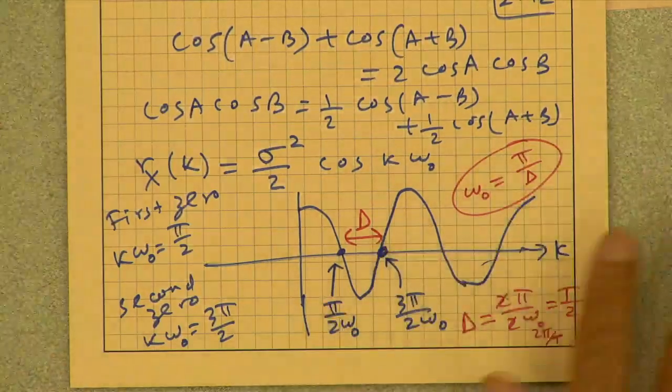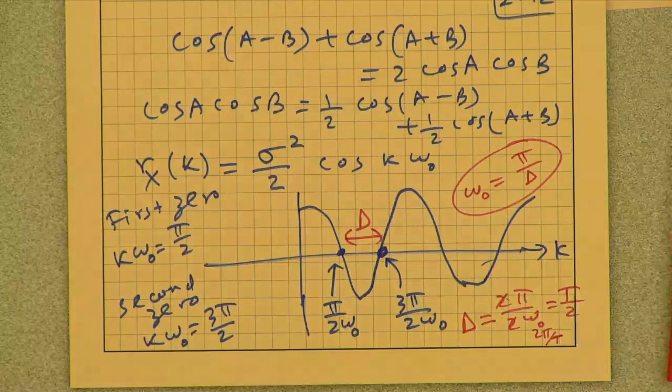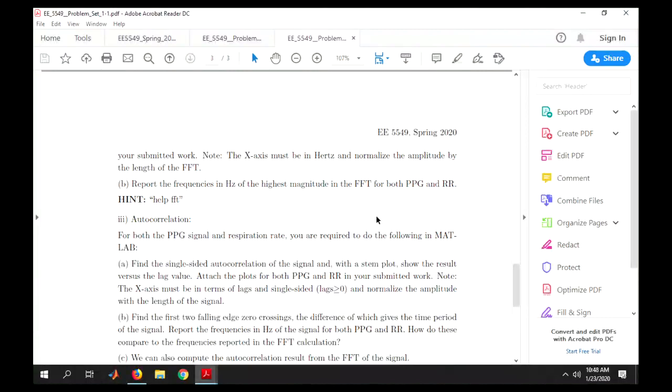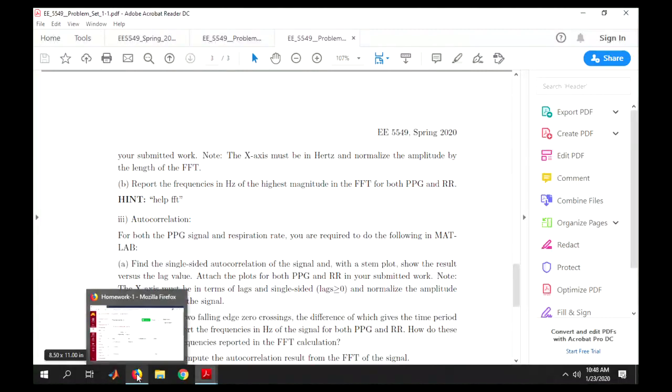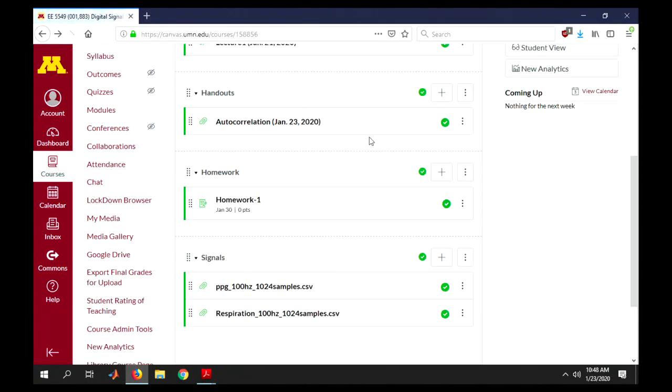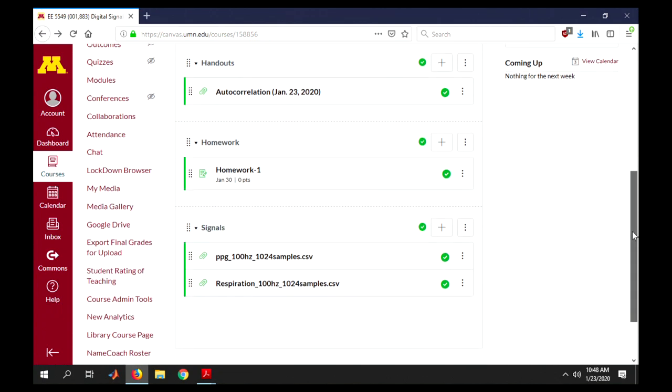Okay, so that's kind of what we want to do. Let me spend a little time explaining the goal of what we are trying to do, and then spend a little time on the homework. It's somewhat intense, so it's not trivial.